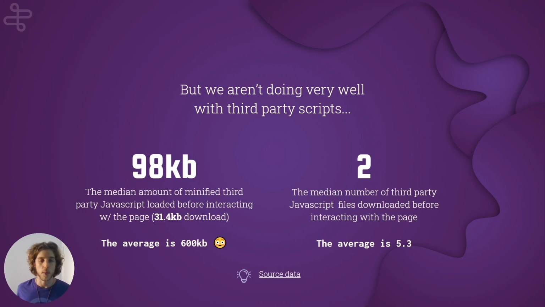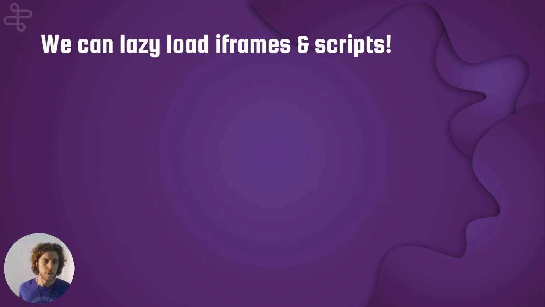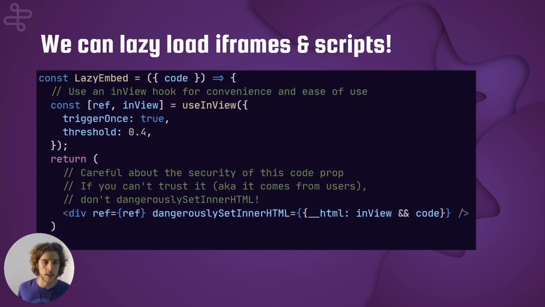So how do we solve that? We can lazy load iframes and scripts, for example. So if you have a MailChimp form or a YouTube video that doesn't show up on screen right away, we can lazy load it. How do we do that? For example, a lazy embed that is going to only load an iframe for CodePen or YouTube, for example, when it comes into view. It's very simple. Like we could use an useInView hook that when the element is in view, we set the HTML of that element as that code that we are receiving as a prop.